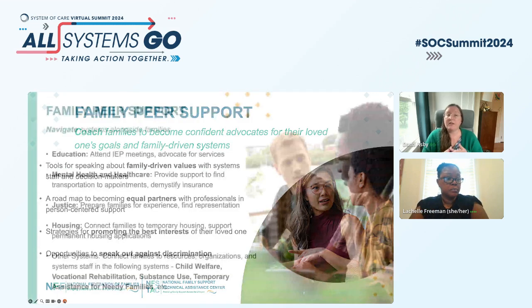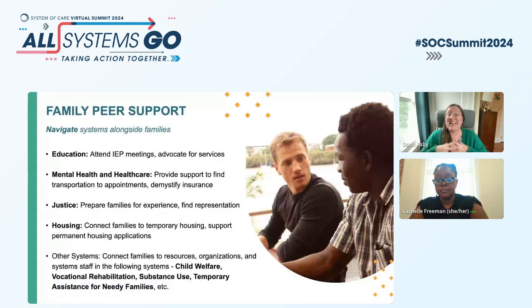The next way that family peer specialists offer family peer support is by navigating those systems alongside family. We're here today at the Systems of Care Summit, so I'm sure many of you are well aware of these systems. These are just a few examples of what family peers do to support families within those systems. Attending IEP meetings and advocating for school mental health services in the education system, to navigate mental health and healthcare systems, finding support to get transportation to appointments, helping them understand their insurance policy and how they can get reimbursed appropriately, understanding mental health parity.